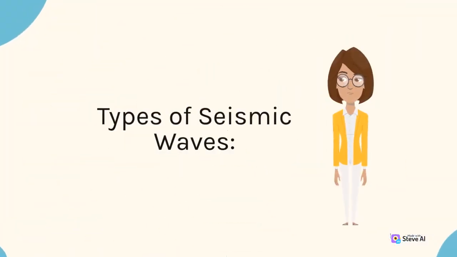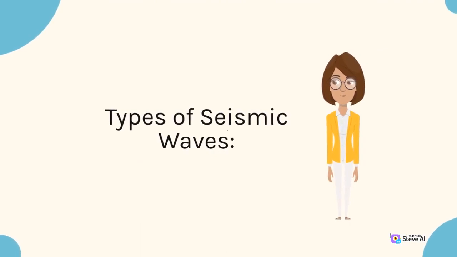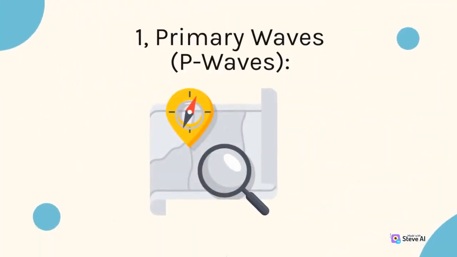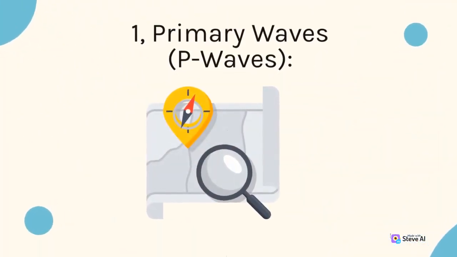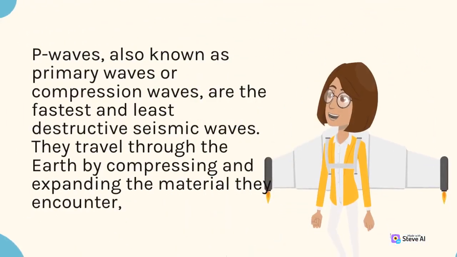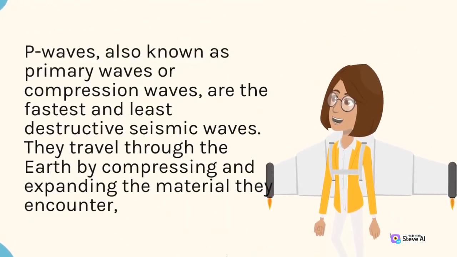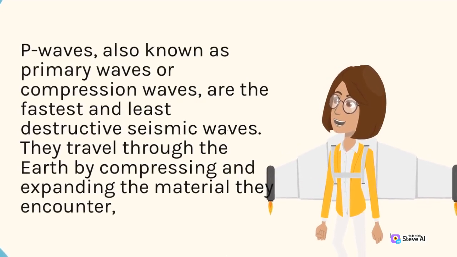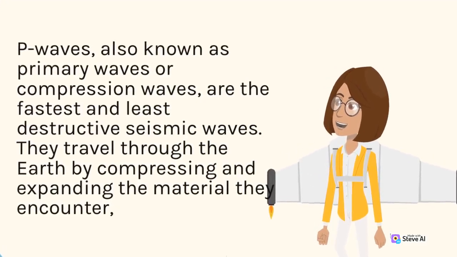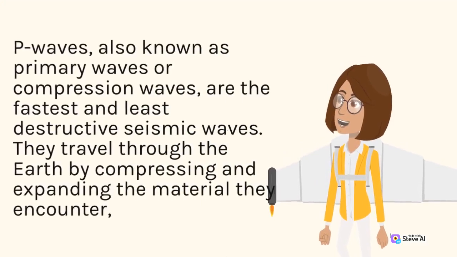Types of seismic waves. 1. Primary waves, P waves. P waves, also known as primary waves or compression waves, are the fastest and least destructive seismic waves. They travel through the Earth by compressing and expanding the material they encounter.